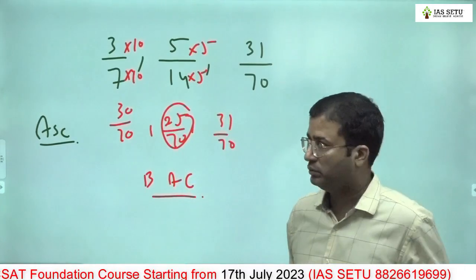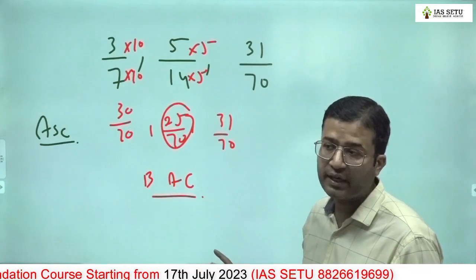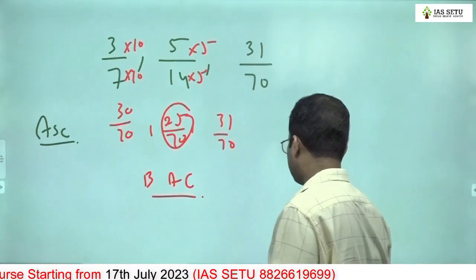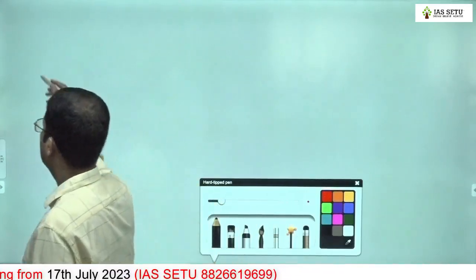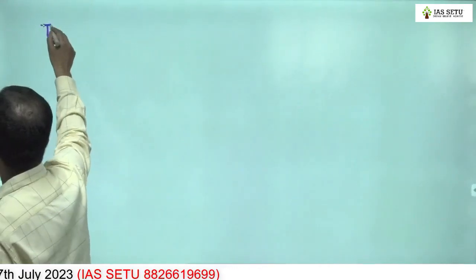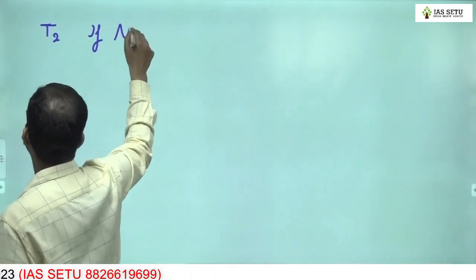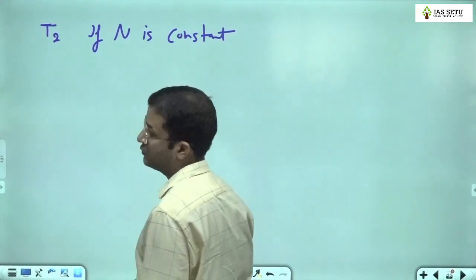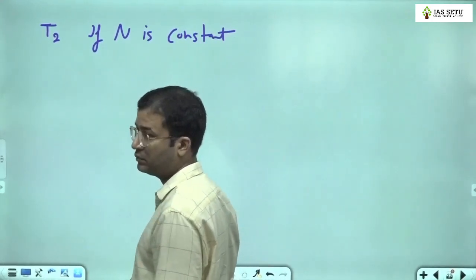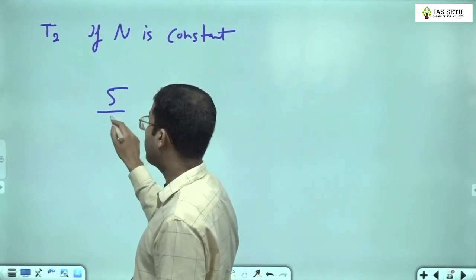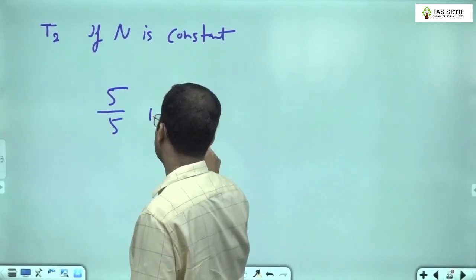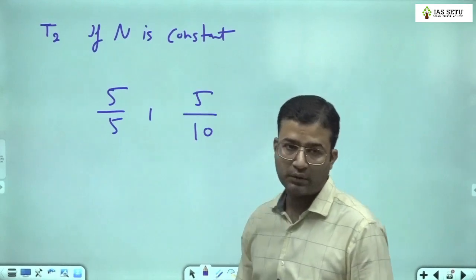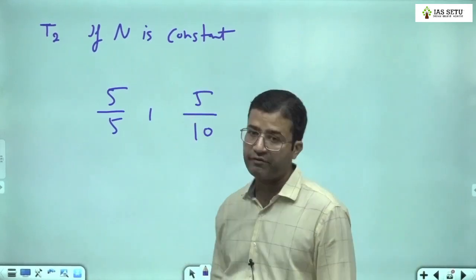Next is type 2. Any doubt in type 1? Category 1 student. Type 2. Type 2 is if numerator is constant. 5/5, 5/10. Your numerator is constant, 5, 5.